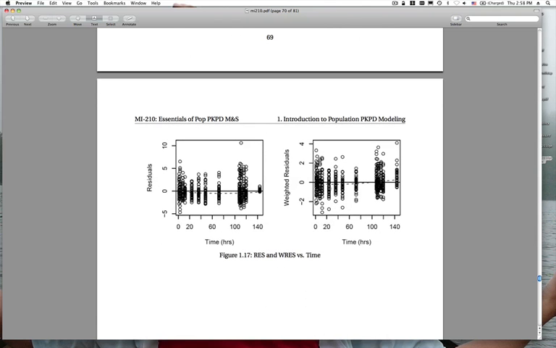We can also look at these two versus time. Especially in PK systems, this is useful, whether it's time in a dosing interval, which might be informative about the structural model specification, or time over the duration of the study, which might be indicative of any time-dependent changes in PK.